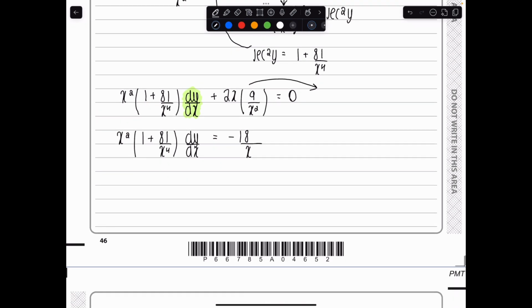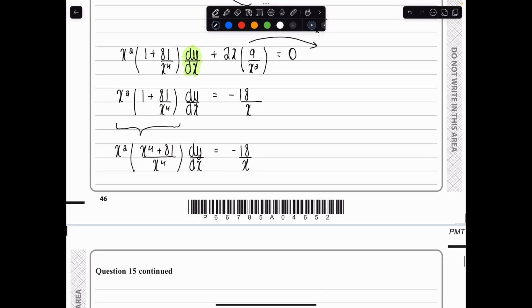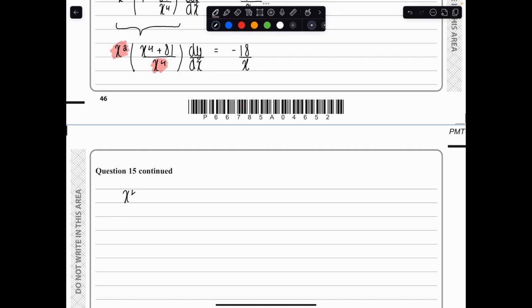From here, what we can do now is write this coefficient of our derivative as a single fraction. So we can write x squared, but now inside the brackets, we can write it as x to the 4 plus 81 over x to the 4, dy by dx, and all of that is equal to negative 18 over x. Now here, we can spot that we have an x squared in our numerator and x to the 4 in our denominator. So we can rewrite this as x to the 4 plus 81 over x squared, dy by dx, and all of that is equal to negative 18 over x.